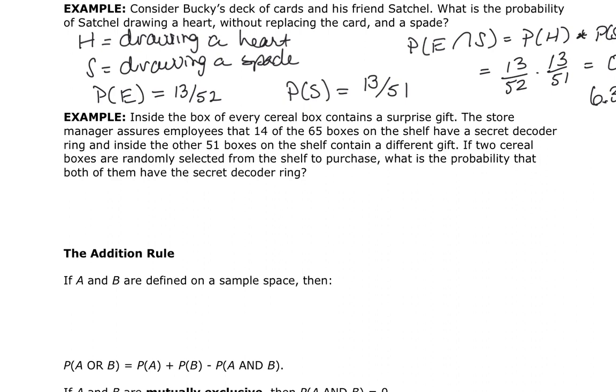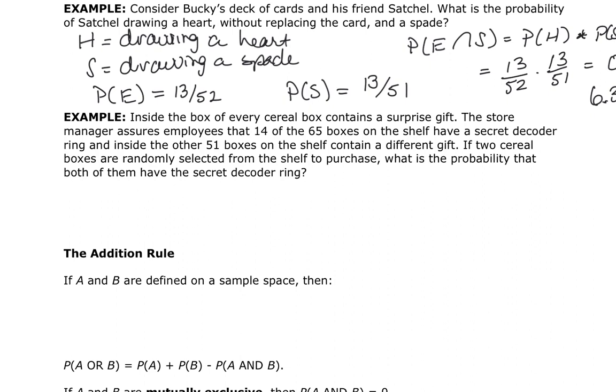Here's another example. Every cereal box contains a surprise gift. The store manager assures employees that 14 of the 65 boxes on the shelf have a secret decoder ring inside, and the other 51 boxes on the shelf contain a different gift. If 2 cereal boxes are randomly selected from the shelf to purchase, what is the probability that both of them have the secret decoder ring?